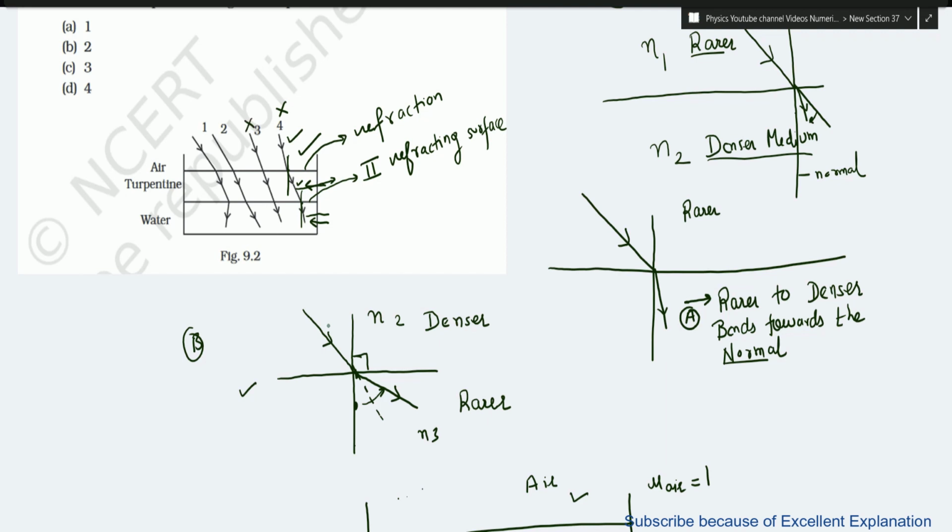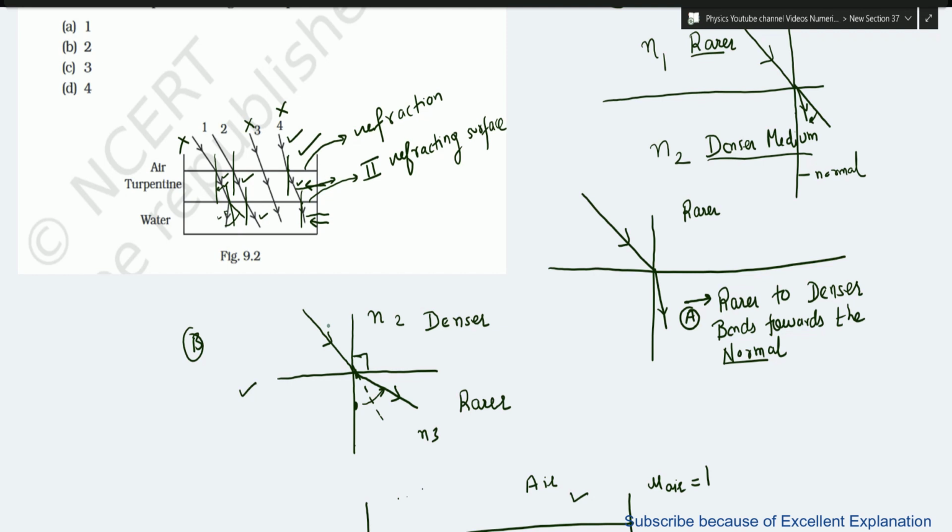If you look at the first one, the refracted ray has moved towards the normal, correct? But if you draw the normal here, the incident ray is this, and the refracted ray should have moved away from the normal. Instead it is bending in a very strange manner, twisting like this, not bending away. So the first one is also wrong. The only logical choice is 2: there is a small bending towards the normal, and then at the second refracting surface there is a small bending away from the normal, right?